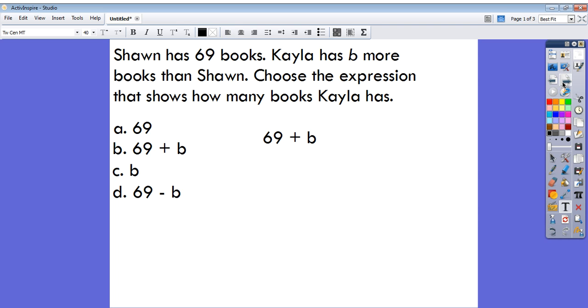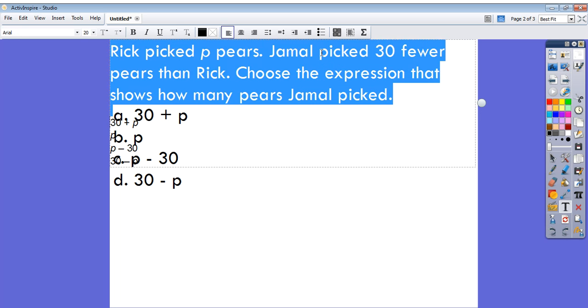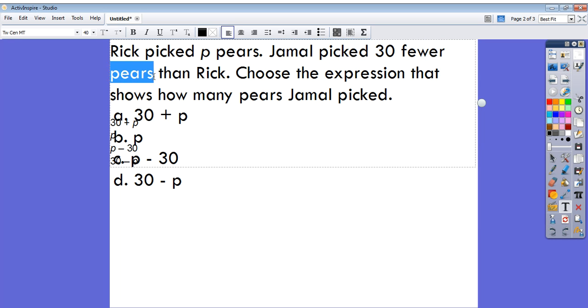Let's do another one. Rick picked P pears. So in this problem, P is our variable, the letter that stands for the number. Rick picked P pears. Jamal picked 30 fewer pears than Rick. Choose the expression that shows how many pears Jamal picked. Jamal picked 30 fewer pears than Rick. This piece here is an extremely important part of the problem because it's telling you that Jamal has fewer pears or less pears than Rick.